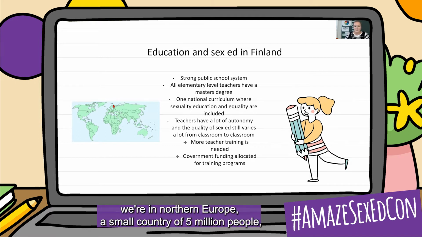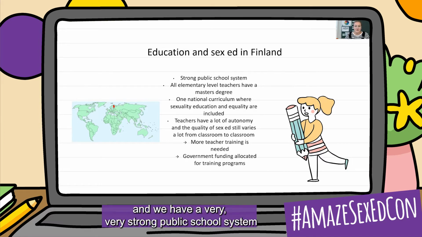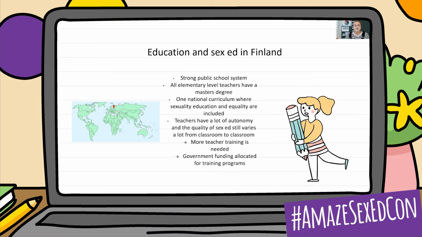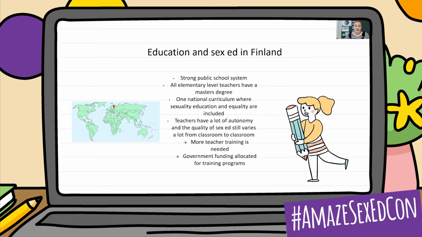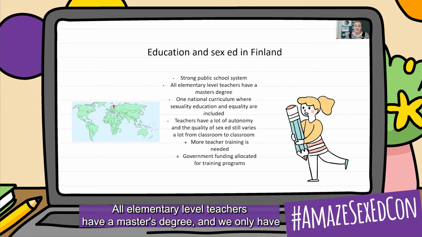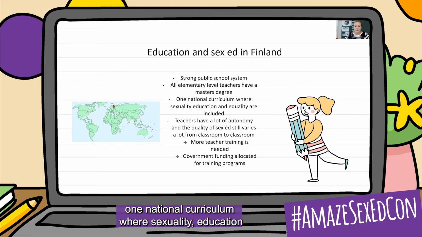We're in Northern Europe, a small country of 5 million people, and we have a very, very strong public school system where about 90% of students in Finland go to the nearest school in their own neighborhood, and school is free of charge here. All elementary level teachers have a master's degree, and we only have one national curriculum where sexuality education and equality are included.